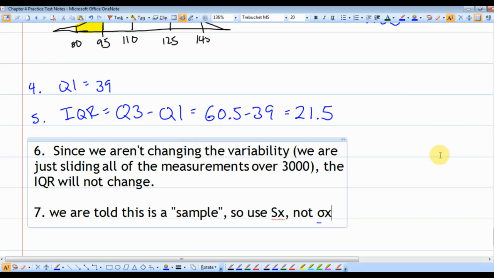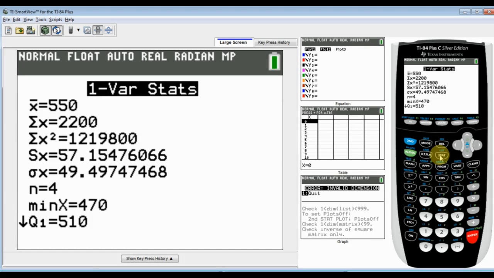If it's a population, it's sigma, which is the standard deviation of a population. I don't remember what that number was. That was 57.15.